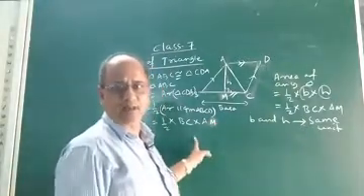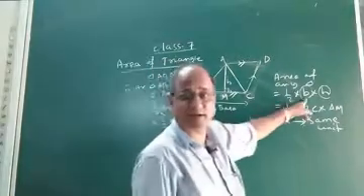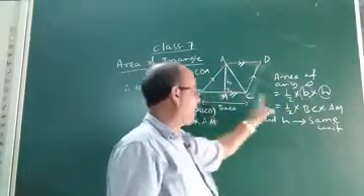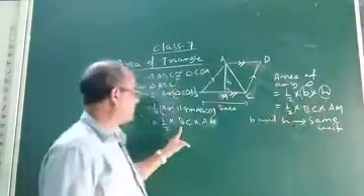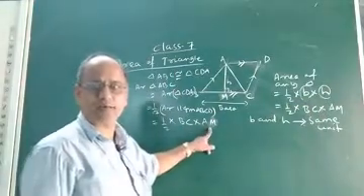Area of triangle ABC is half into base into height. This is the proof of what I had written here. Half into base into height. Here the base is BC, and the height or altitude is AM.